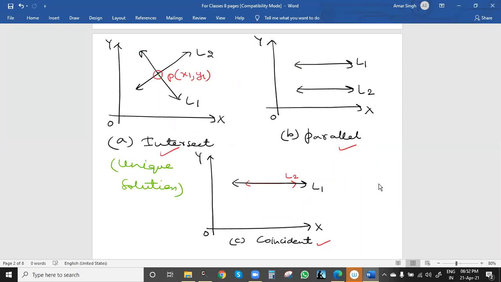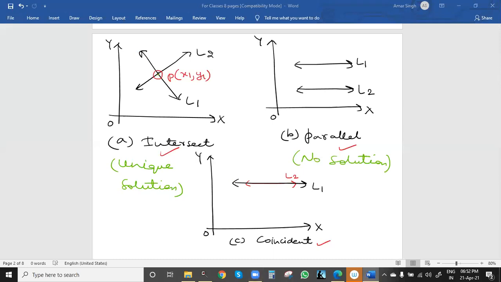In the second case, lines are not intersecting, which means the lines are parallel. If we extend them in both directions, they will not intersect. So we can say here there is no solution. If lines are parallel to each other, then there is no solution, because the lines will never ever intersect each other.